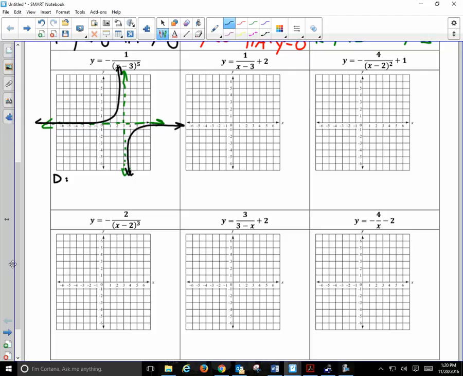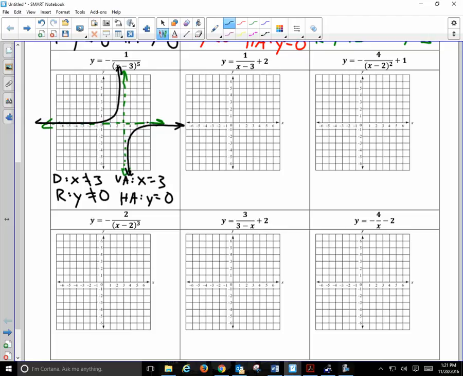What is the domain? Range. Y not equal 0. You have a vertical asymptote of x is equal to 3 and a horizontal asymptote of y is equal to 0.